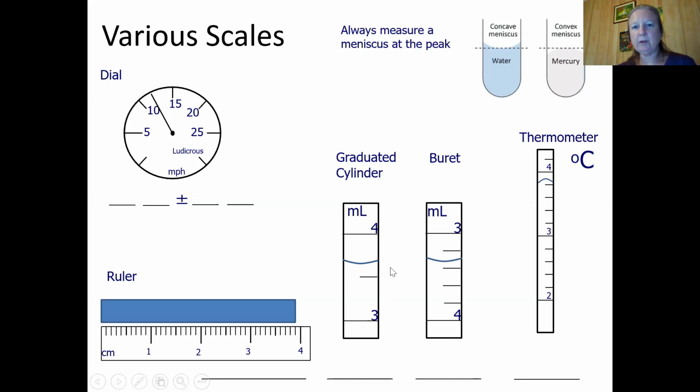Now a graduated cylinder is built to contain. That's what we pour liquids into to measure. So it counts up because it's holding a volume, and you have to figure out what the volume is, 3.54.